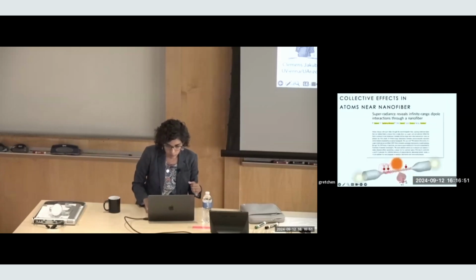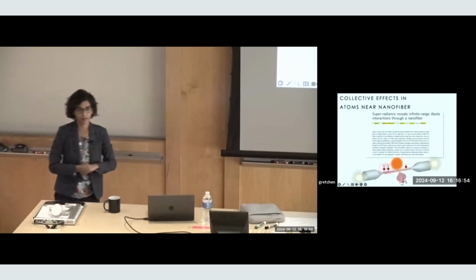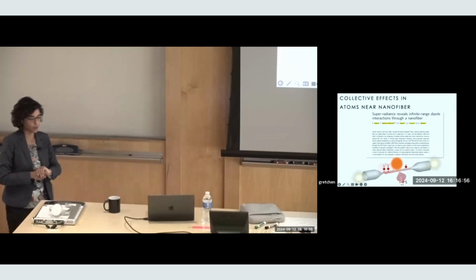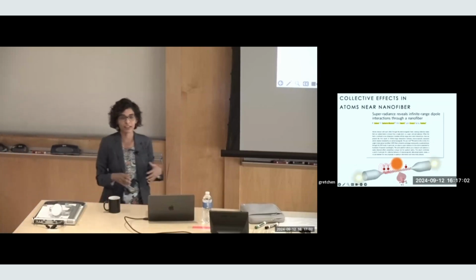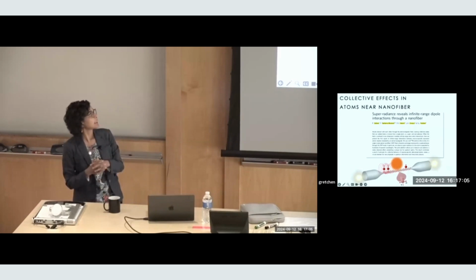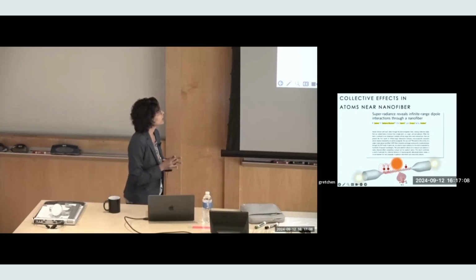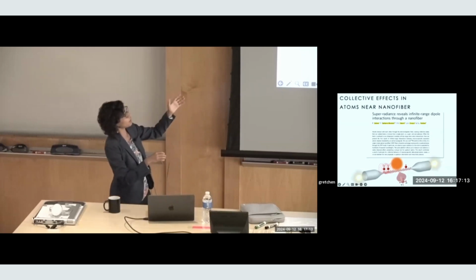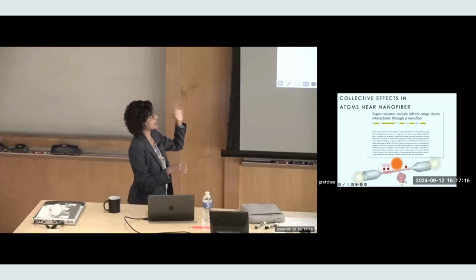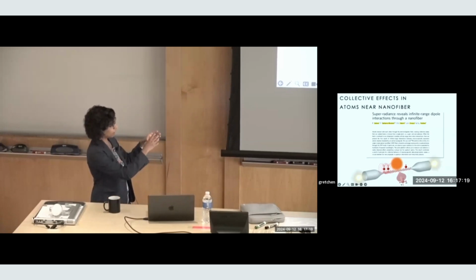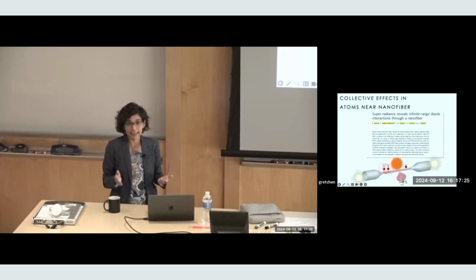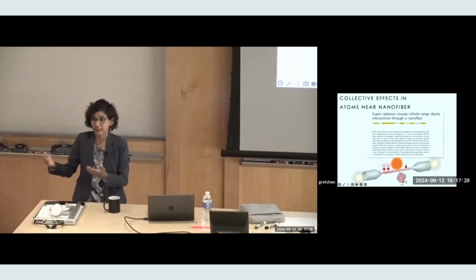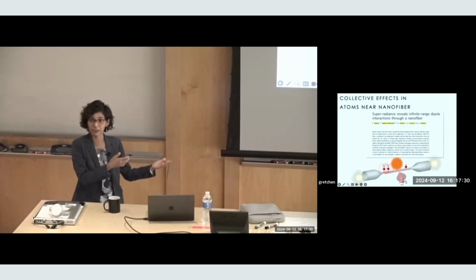Now, going back to these atomic systems, while we were doing our collective effects near surfaces work, there was this experiment in Maryland where my colleagues demonstrated collective effects, collective superradiance and subradiance in atoms coupled to an optical nanofiber. That's the picture you're seeing here. And this was pretty exciting for me because we were looking at collective effects near surfaces and we thought maybe there's something to be measured here.